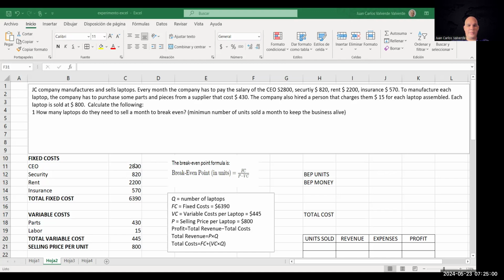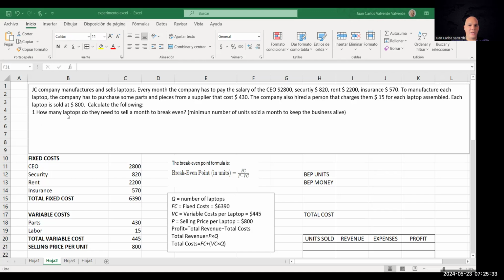For example, the salary of the CEO does not increase or decrease when the production increases or decreases. That's what it means. The same as security, rent, and insurance. Now, on the other hand, we also have other expenses. It says to manufacture each laptop, the company has to purchase some parts and pieces from a supplier that costs $430. The company also hires a person that charges them $15 for each laptop assembled. Each laptop is sold at $800, and calculate the following.